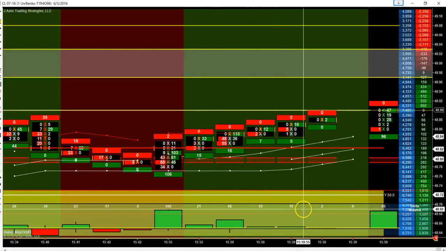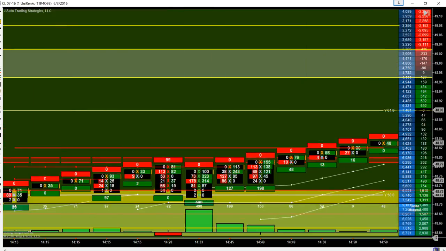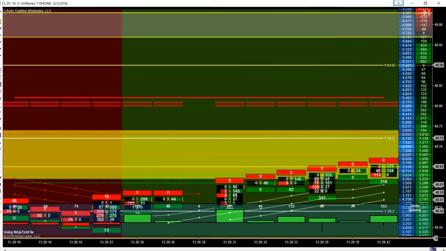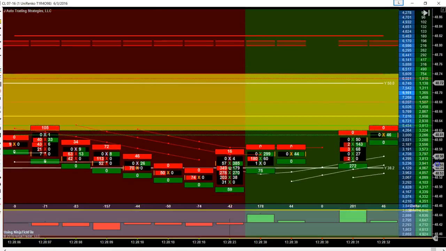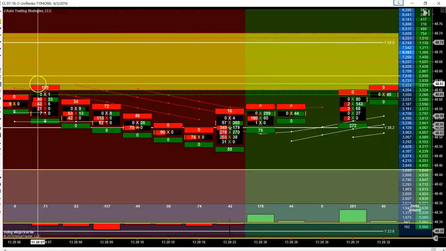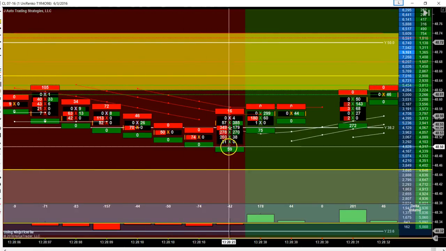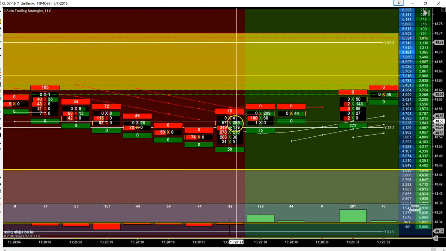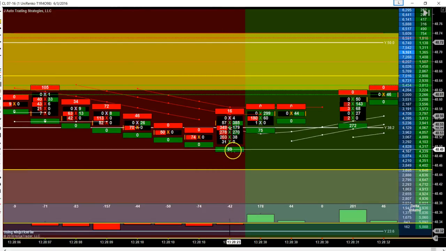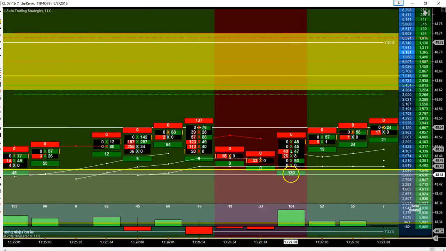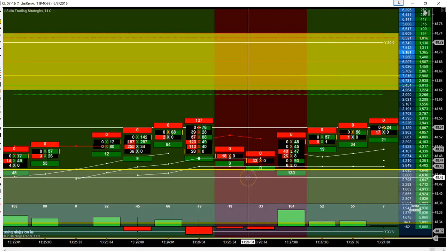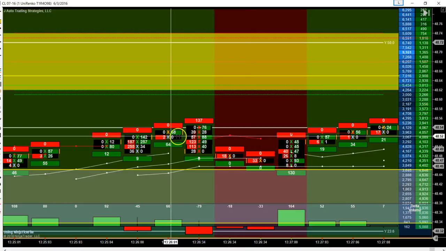I've got my VWAP. I've got my River of Gold. I've got my levels on here. But again, I can tell if we've been in a downtrend and we want to go long, I can tell when that shift is going to occur before the bar shifts. So it's just a little bit more of an early ability to get long or short before that bar change. I'm always wanting to know what's going on.